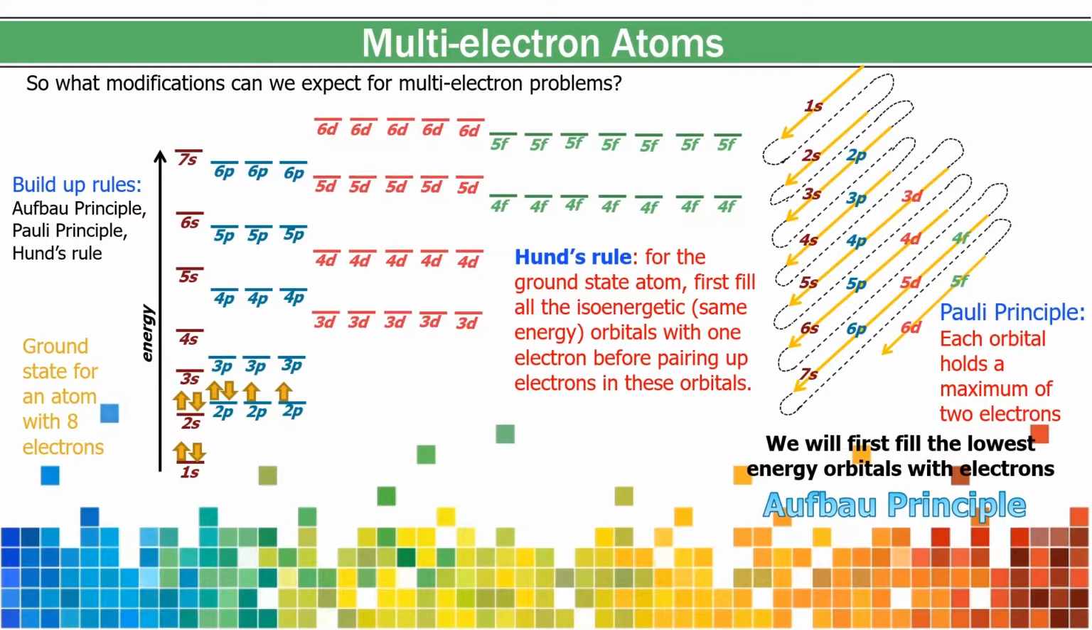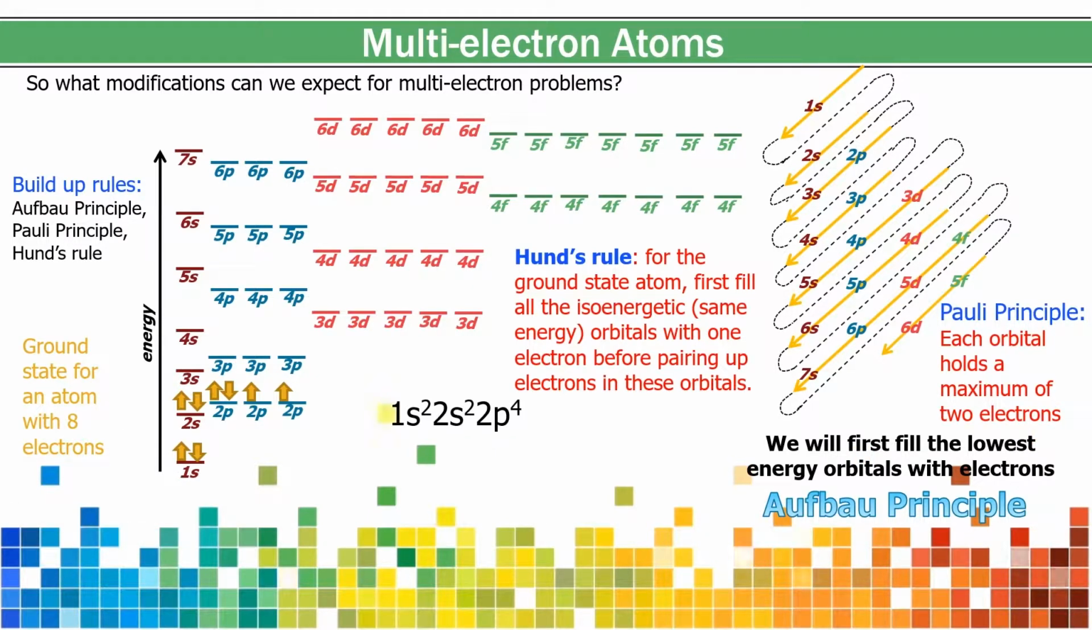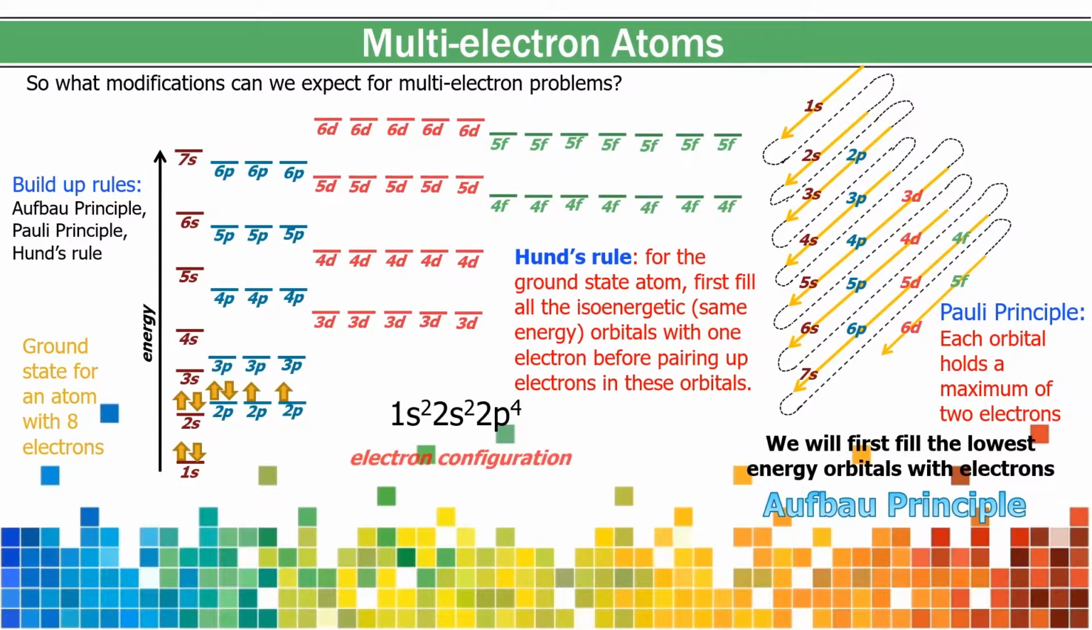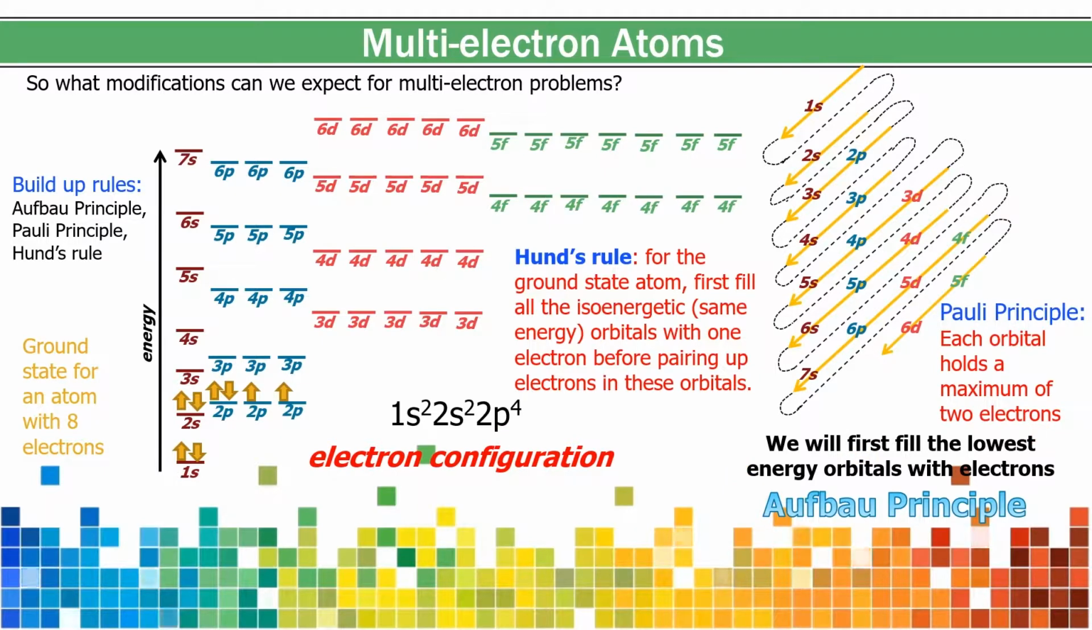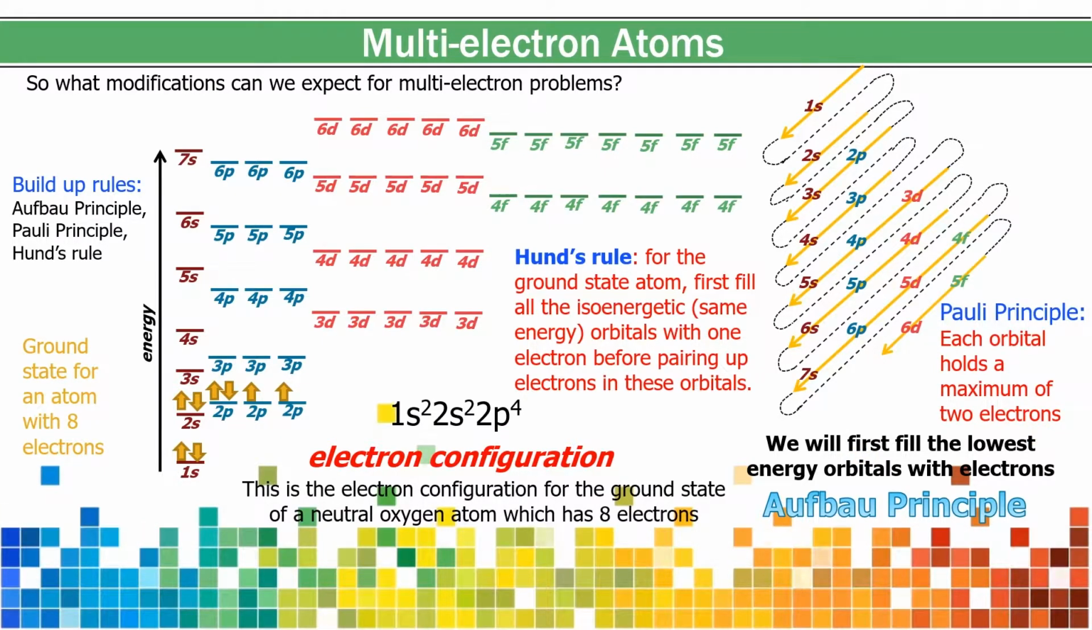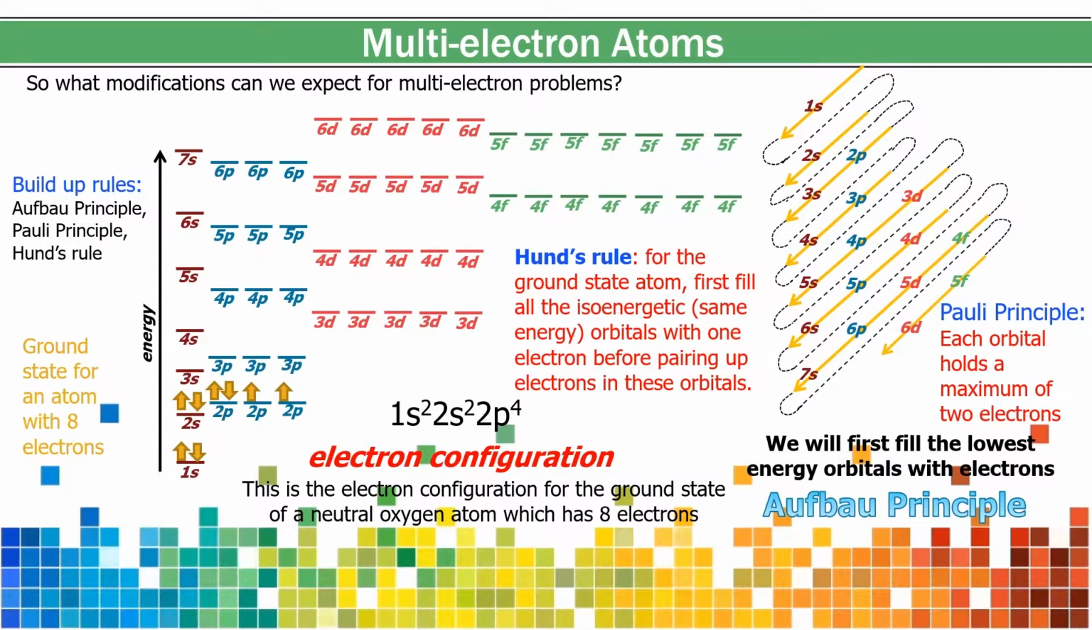Now, in a kind of shorthand, this filling of the orbitals with 8 electrons would be written as 1s2, 2s2, 2p4. This filling of orbitals is called an electron configuration. Now, a neutral ground state oxygen atom has 8 electrons and would have this low energy ground state electron configuration.